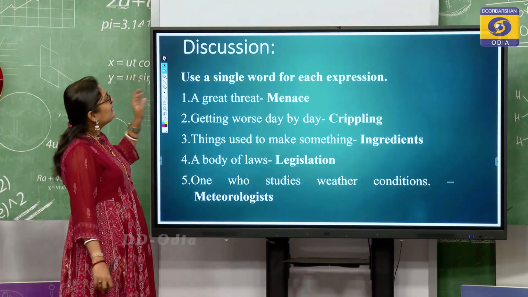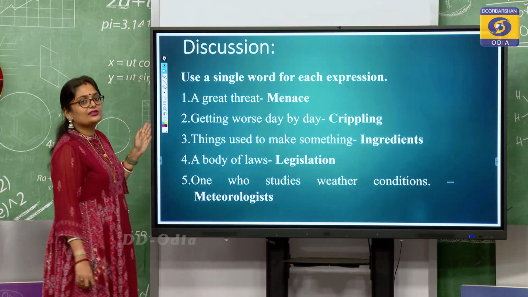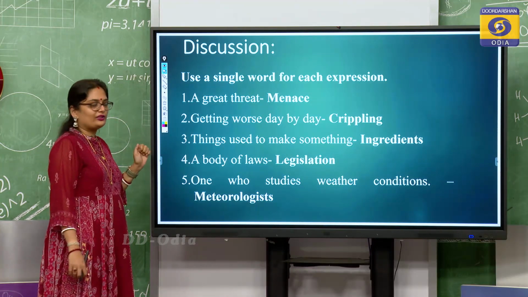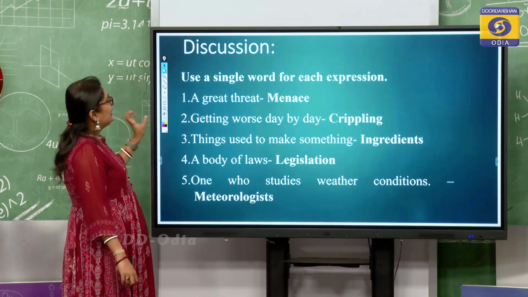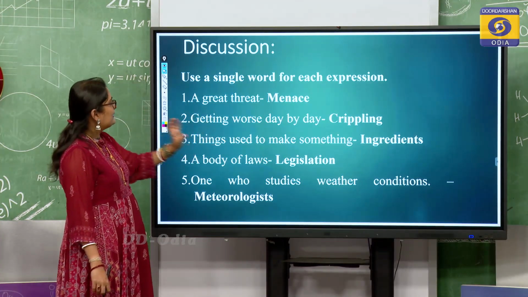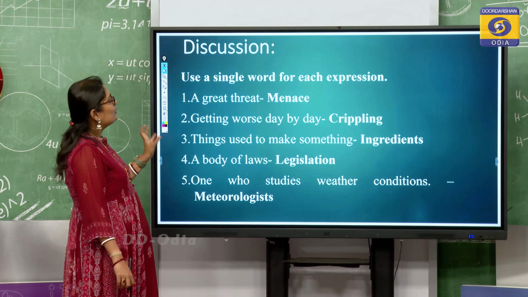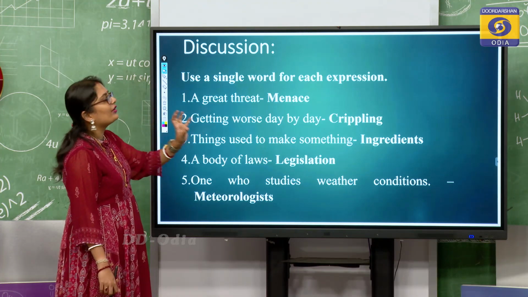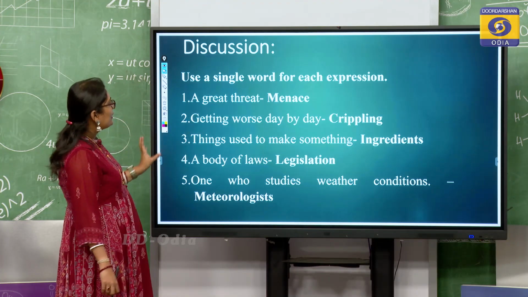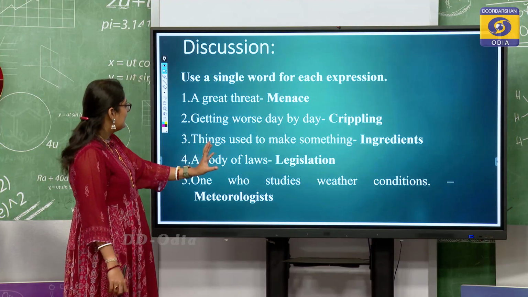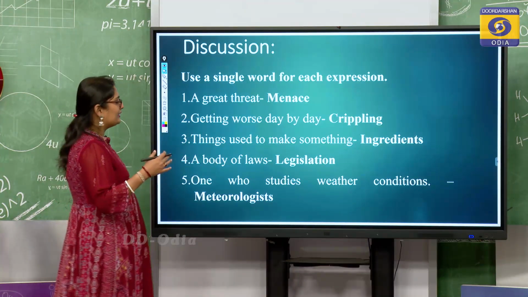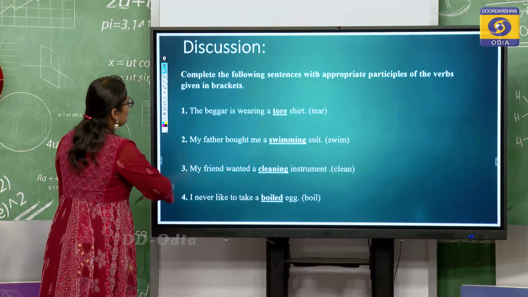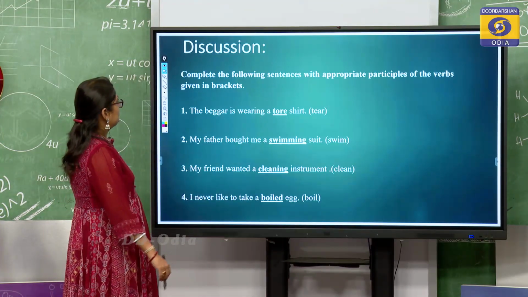Now, using single words for each expression. This is also another important question that you get in your exam. Great threat is called a menace. Getting worse day by day is called crippling. Things used to make something are called ingredients. A body of laws would be referred to as legislation, and a person who studies weather conditions is called a meteorologist.